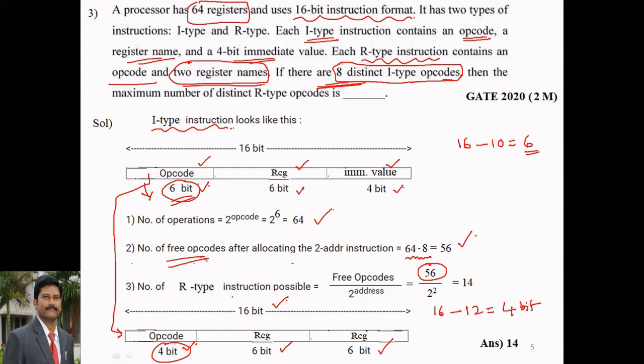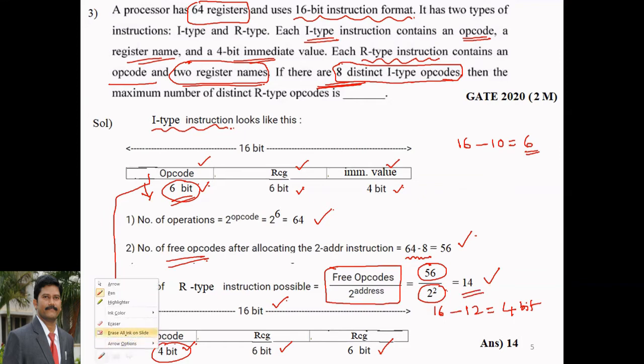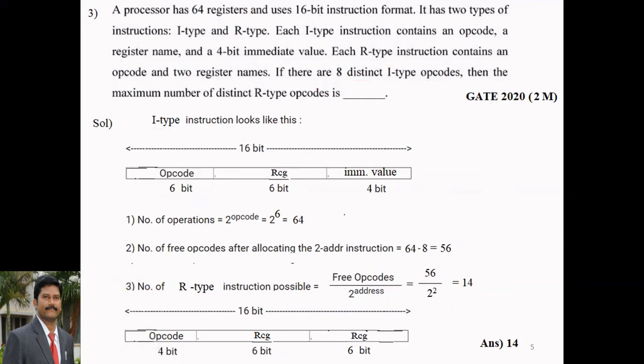That's why we use the expanded opcode technique. R type instructions possible equal to free opcodes, now divided by 2 power 2. So 56 by 4, 14 R type instructions are possible. What is the conclusion here? Total here 64 I type, so free opcodes are 56. Now R type instructions possible equal to free opcodes divided by 2 power the number of bits reduced from here to here. 2 bits reduced, 6 to 4. So that is divided by 2 power 2, that is 14 R type opcodes are possible.